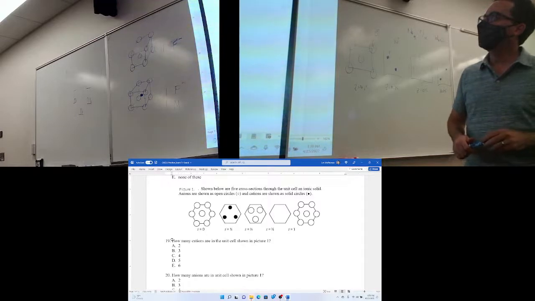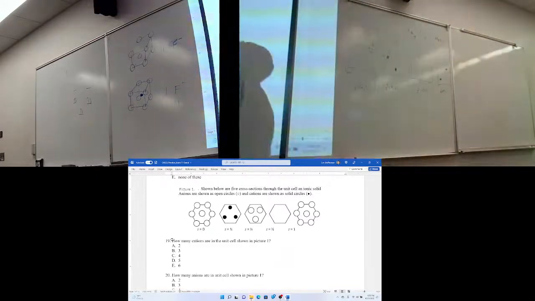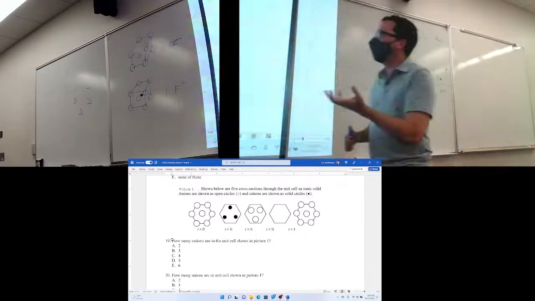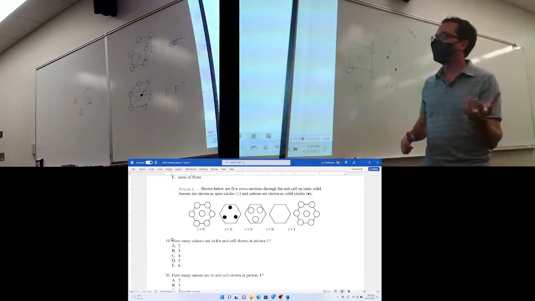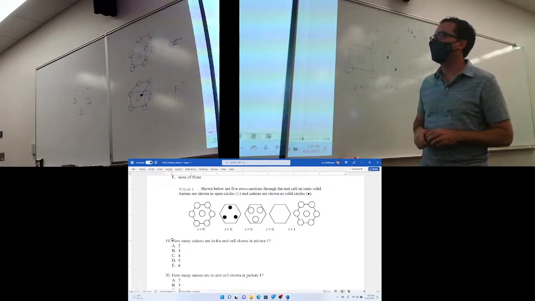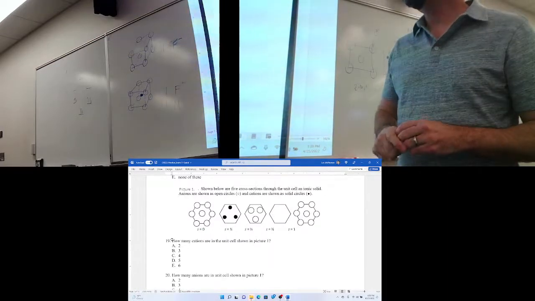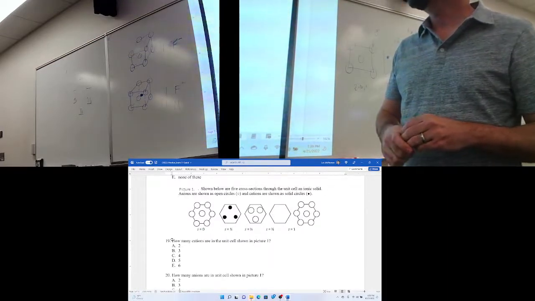If you have the cations, the solid circles, how many cations are in the unit cell? Well, there's only 3 here, and they're inside the unit cell. They're not on an edge, they're not on a face. They're drawn inside, not a box, but inside the hexagon. So there's 3 cations in the unit cell here.